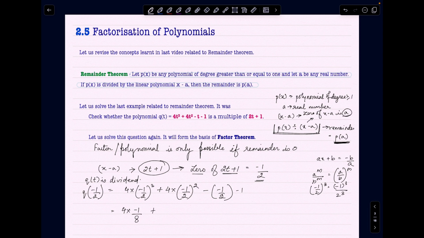Similarly, this is 4 into (minus 1 by 2) whole square. That gives 4 into 1 by 4, since minus 1 square is 1 and 2 square is 4. Minus into minus is plus, so plus 1 by 2. And this is minus 1. Now we cancel: the 4 gets cancelled, the 8 gives 2, and the 4 and 4 cancel to give 1. So we are getting minus 1 by 2, then plus 1, then plus 1 by 2, then again minus 1.